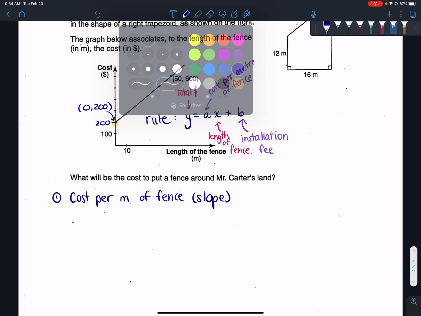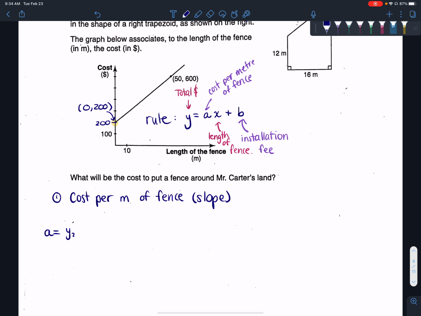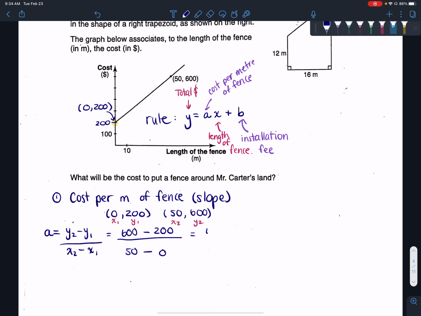You can use your a equals y2 minus y1 over x2 minus x1. Use your two coordinates that you have. Label your coordinates. Plug in to the formula. So we get 600 minus 200 over 50 minus 0, 400 over 50 equals 8.